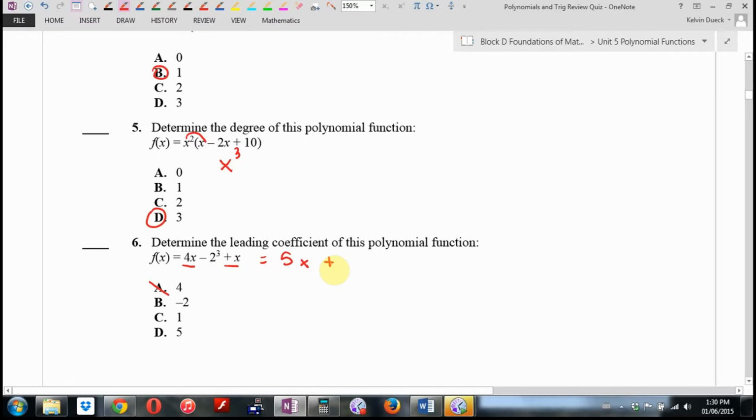You got caught there. 2 cubed is 8. This is really the simplest form equation. What's the leading coefficient? 5, not 4. Leading coefficient, though, is the number in front of the biggest degree term, once you've simplified.